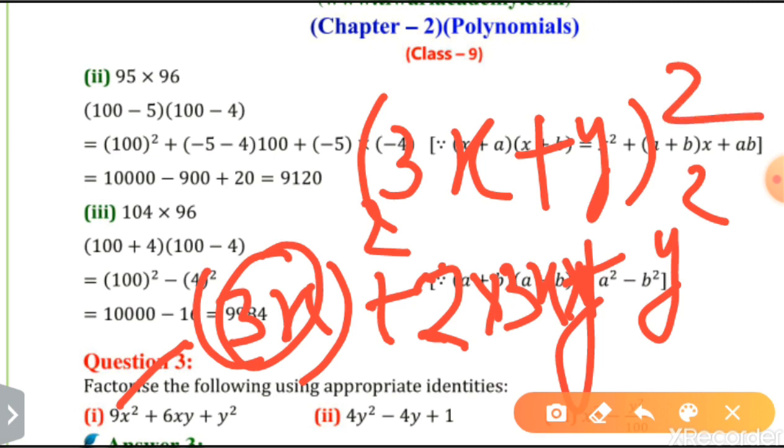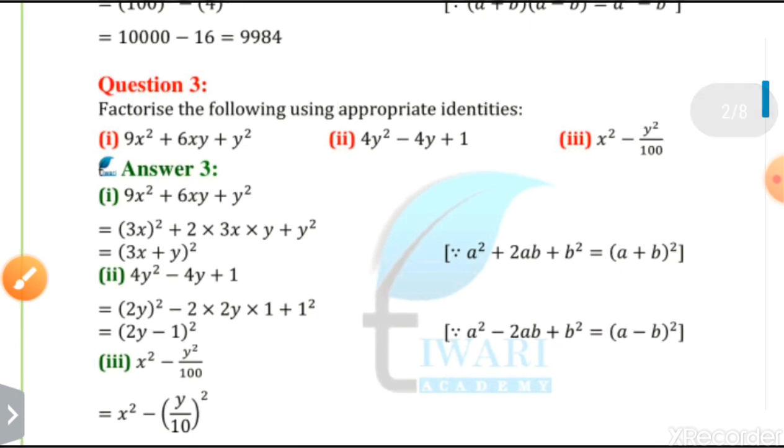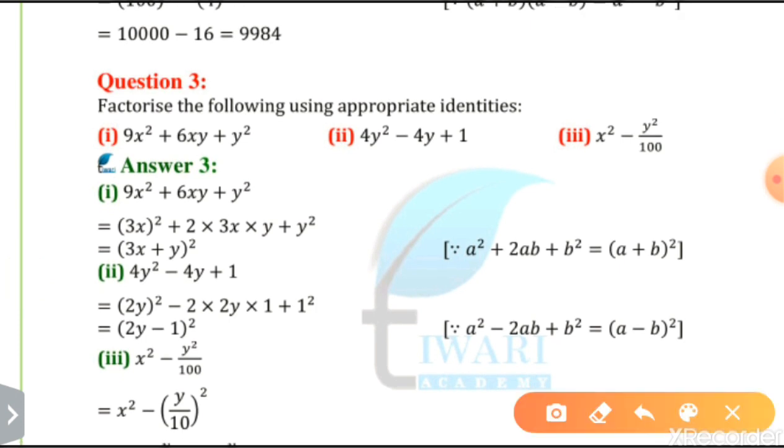Similar type of questions we have done in the previous class also. And for the second part, you can see that it is again of the form (a minus b) whole square. The first part is a square, it's 2y square and 1 square, and the third part is of the a square minus b square type. You can see the solution. I told you it is the same type.